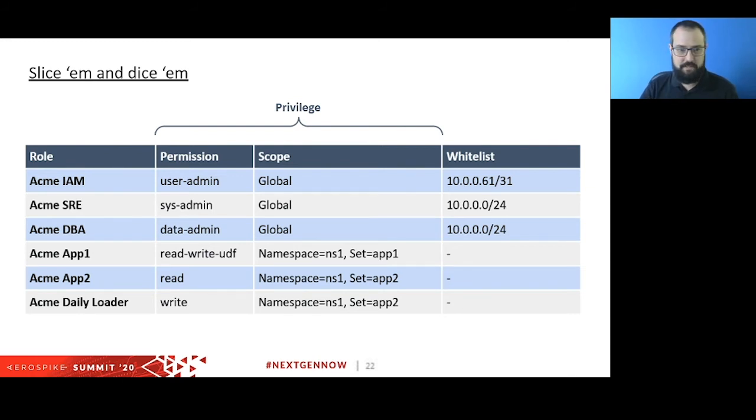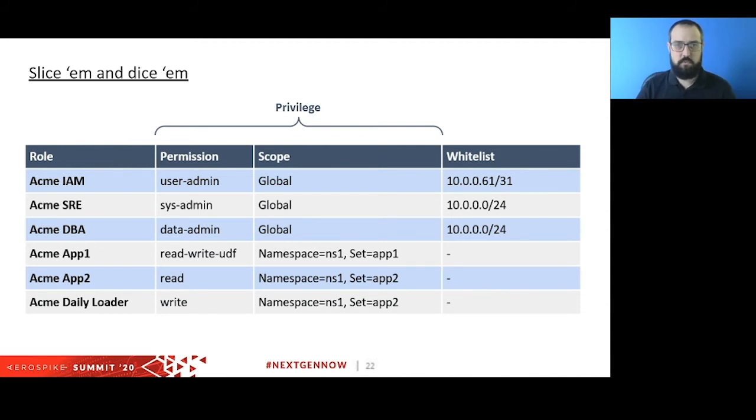The next role depicted here might be a site reliability engineer, and they may be authorized to do things like getting server statistics, gracefully removing a node for maintenance, enabling different log levels, things like that. The third is a database administrator who can perform functions to optimize for the use case in the data model, like managing secondary indexes, throttling scans, adding and removing user-defined functions and things of that nature. But then there are these three other roles in this example: Acme App 1, 2, and the daily loader.